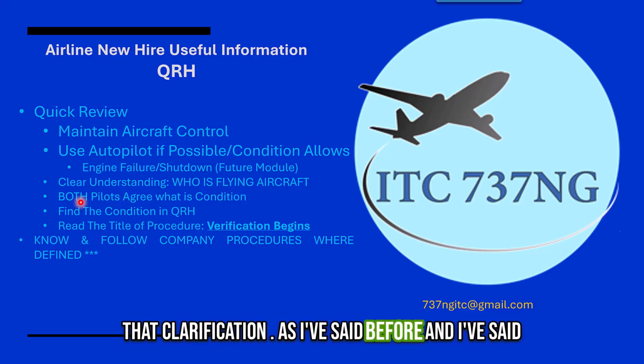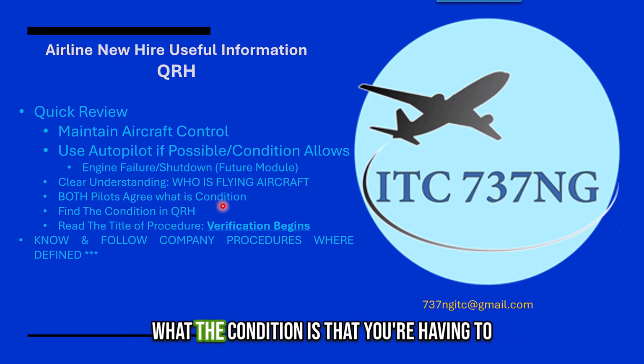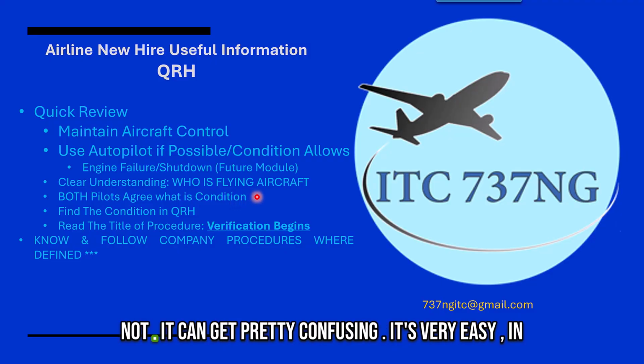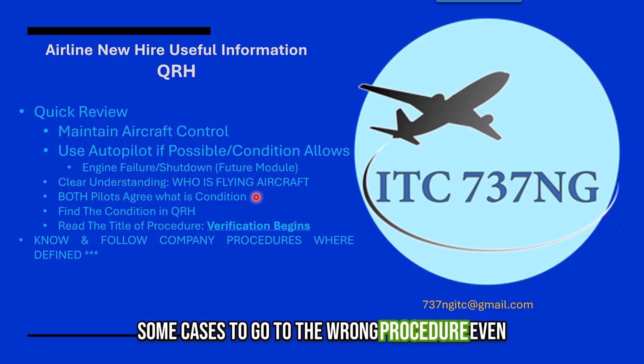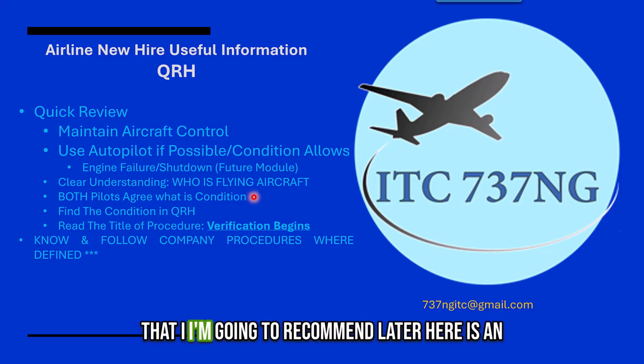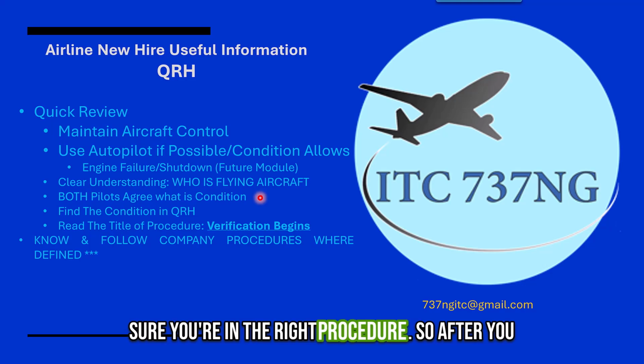As I've said before, and I've said in this lesson, it's important that both pilots agree on what the condition is that you're having to address. That maybe seems simplistic, but it's not. It can get pretty confusing. It's very easy in some cases to go to the wrong procedure even when you've identified it. And one of the things that I'm going to recommend later here is an important secondary and tertiary step for being sure you're in the right procedure.